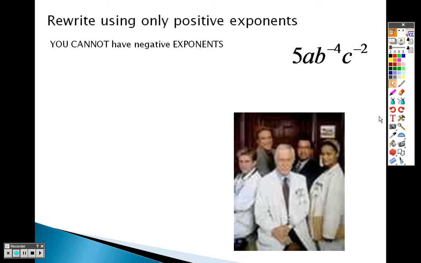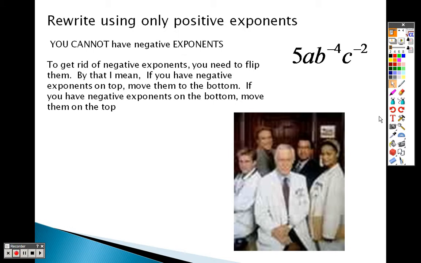So you can't have negative exponents. To get rid of negative exponents, you need to flip them. By that I mean, if you have a negative exponent on top, you move that to the bottom. If you have a negative exponent on the bottom, you move it to the top. So it's like saying all this is over 1.